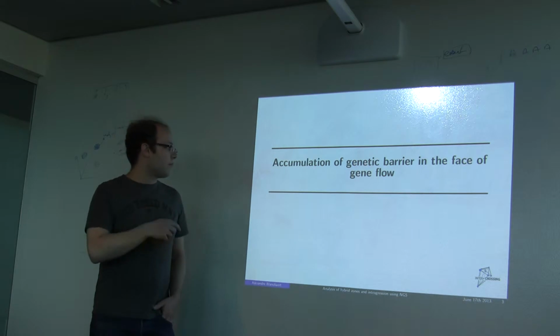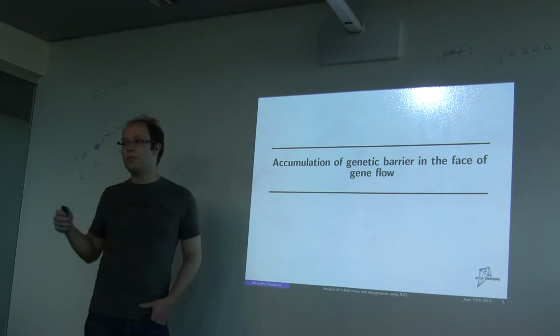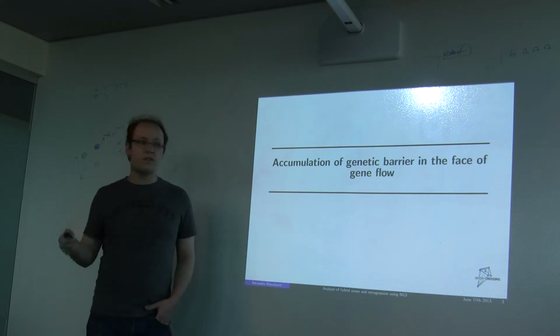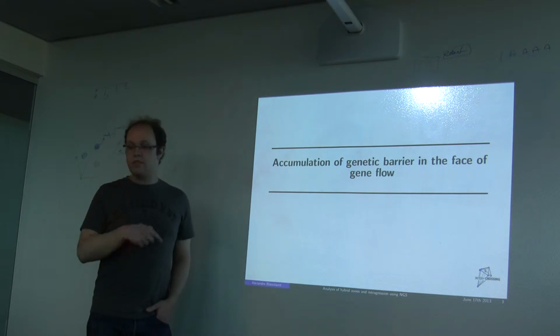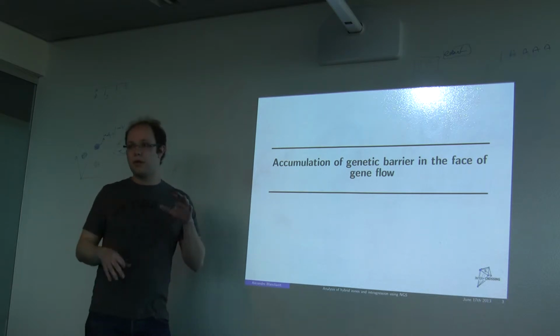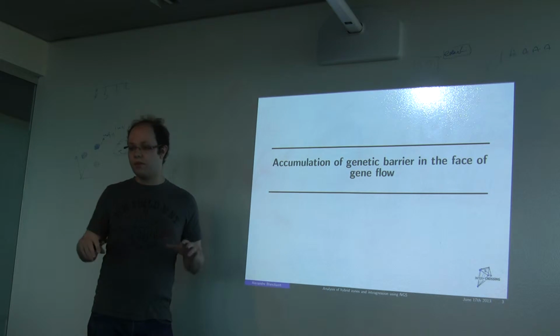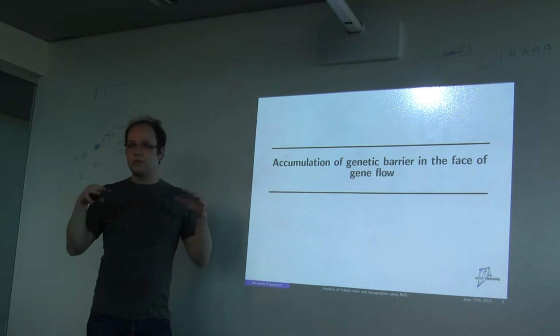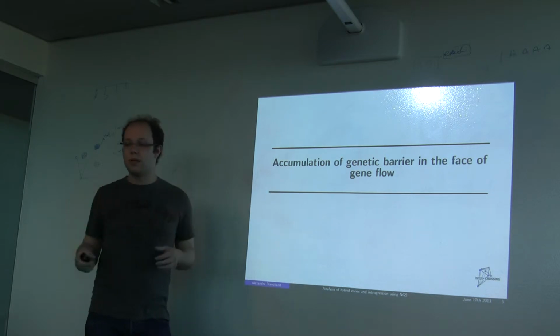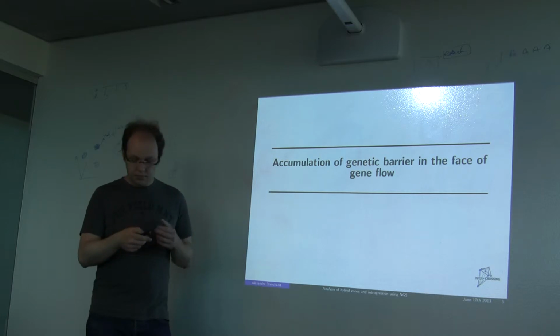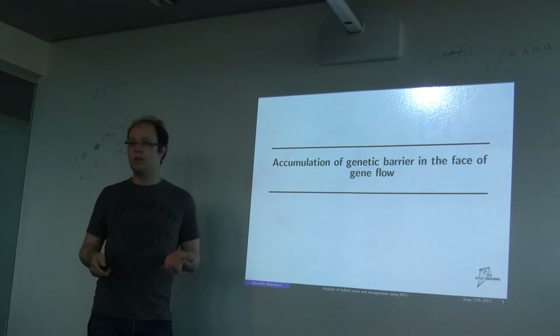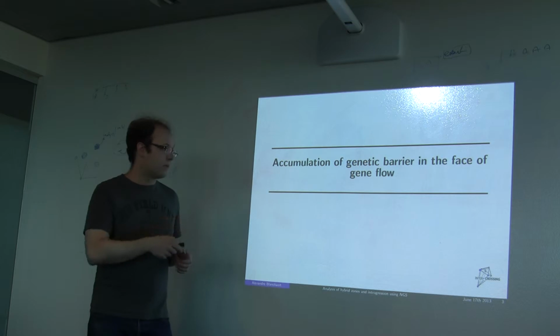So I will just present my first project, which is about the accumulation of genetic barriers in face of gene flow. So in the absence of gene flow, it is known that you can accumulate, because of local adaptation and drift, lots of incompatibilities between the two genomes, and then if you put them back together, they can't mate anymore. But when there is gene flow, it's not exactly known.